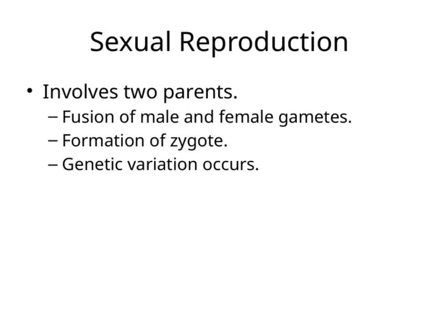Today, let's look at how sexual reproduction involves two parents working together. It begins with the fusion of male and female gametes, which are the reproductive cells. When these gametes combine, they form a zygote, which is the very first cell of a new organism. An important outcome of this process is genetic variation, meaning each new individual has a unique combination of genes. This variation is essential for the diversity and adaptability of species.